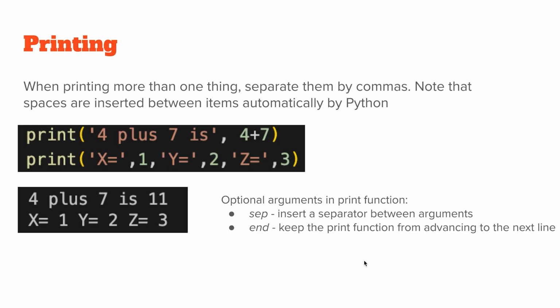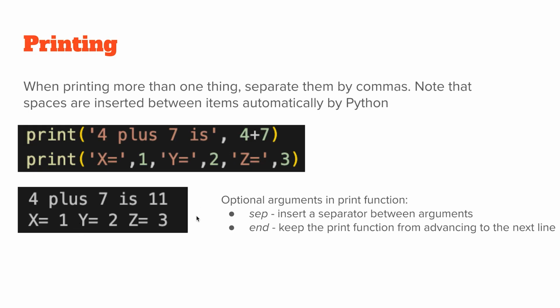All right, more on printing. You can actually print more than one thing at once, and they're going to be separated by commas in the arguments. And note that spaces are going to be inserted between items automatically by the built-in function print. So the output of these two lines would be 4 plus 7 is, and a space, which is 11 here. Also, you see x is equal and 1, you will see a space here, and 1 and y is equal, you will see another space here. So it'll be separated by a space.